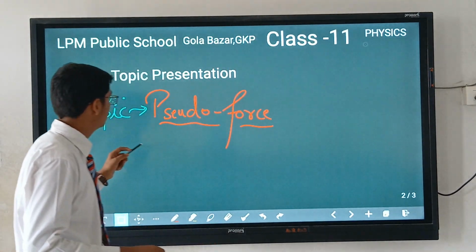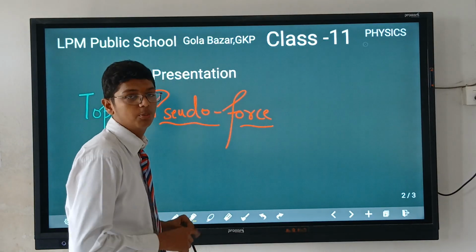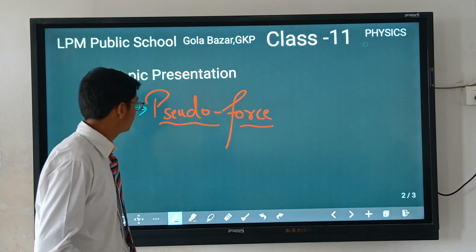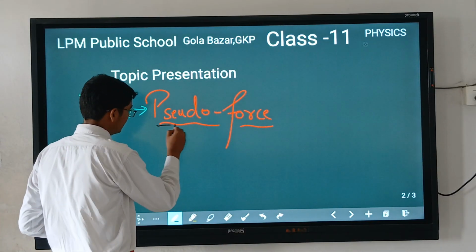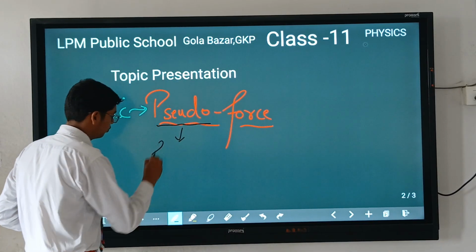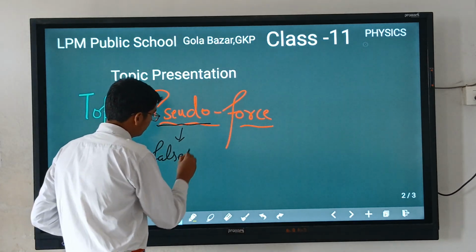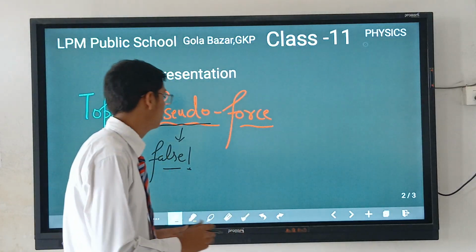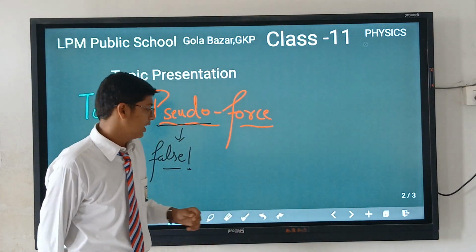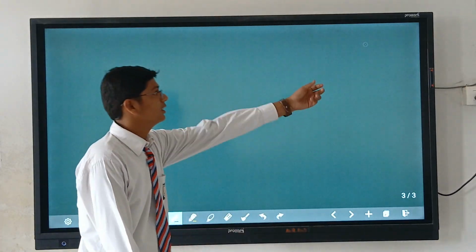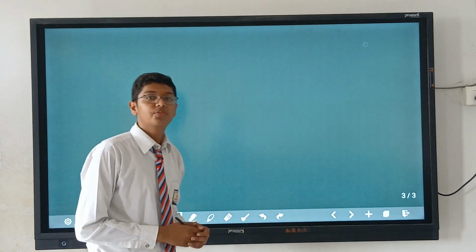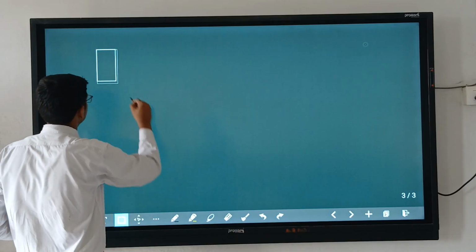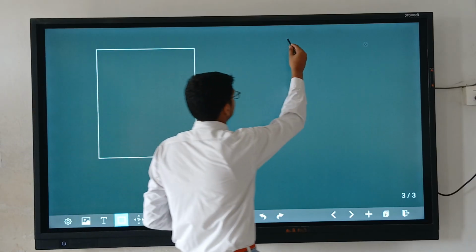Before going into the depth of the topic, I just want to break down the actual meaning of it. As the name suggests, the word pseudo means false. Hence, we can conclude that pseudo force means a type of false force. To understand what the force is and why this concept developed, firstly we have to take two cases and observe what is happening in them.